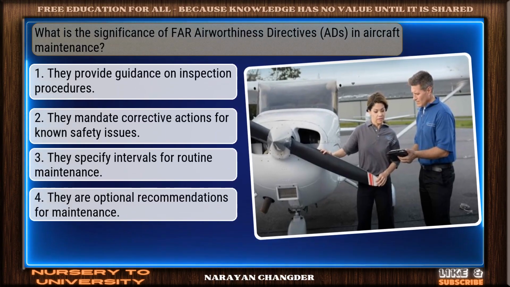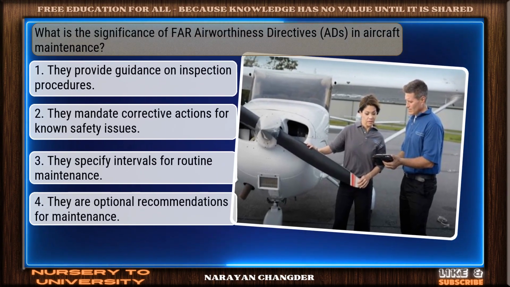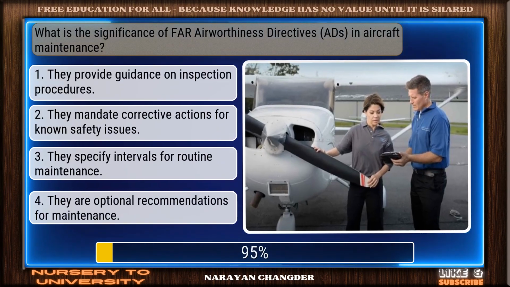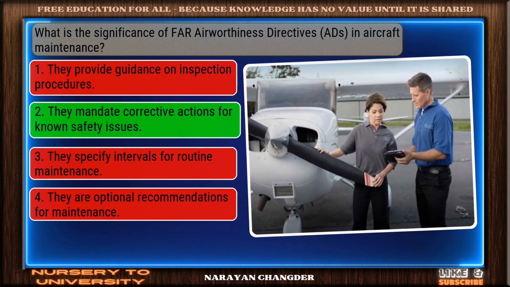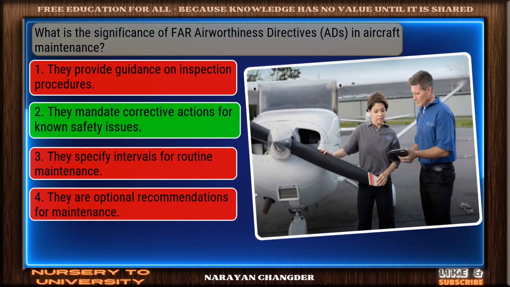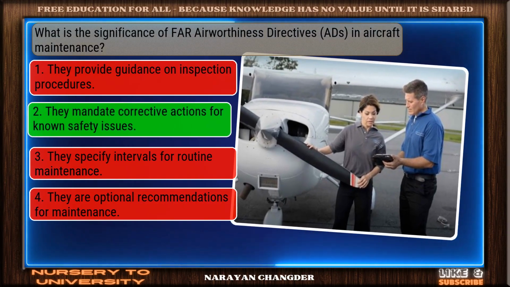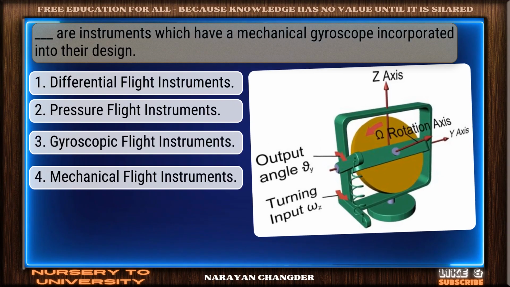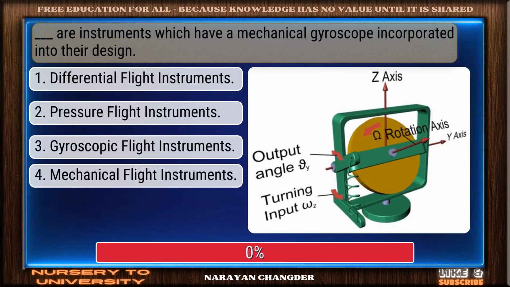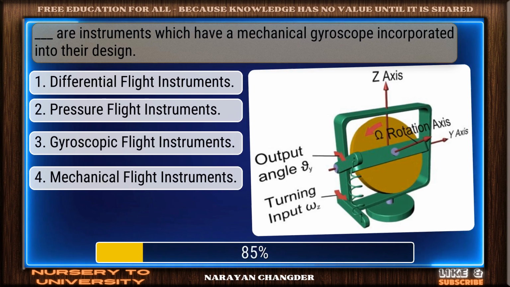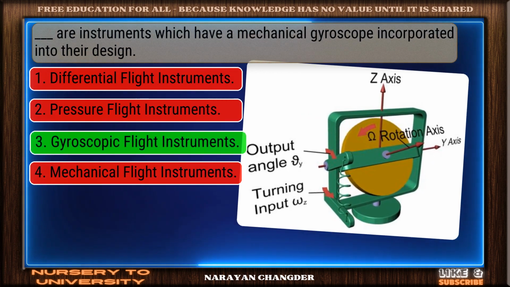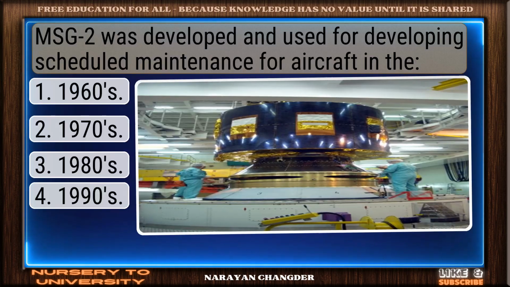What is the significance of FAR airworthiness directives in aircraft maintenance? Solid response. They mandate corrective actions for known safety issues is a valid choice. Dash are instruments which have a mechanical gyroscope incorporated into their design. Great thinking. Gyroscopic flight instruments is the right choice.